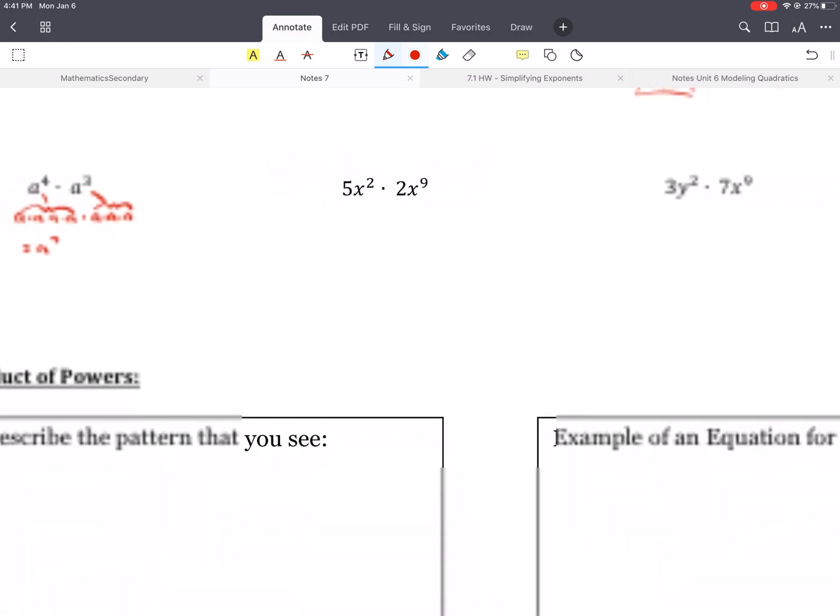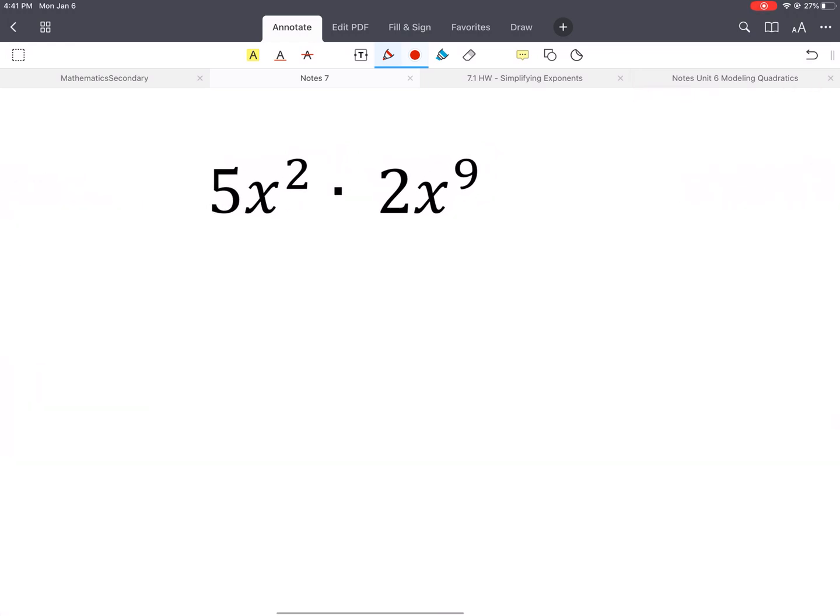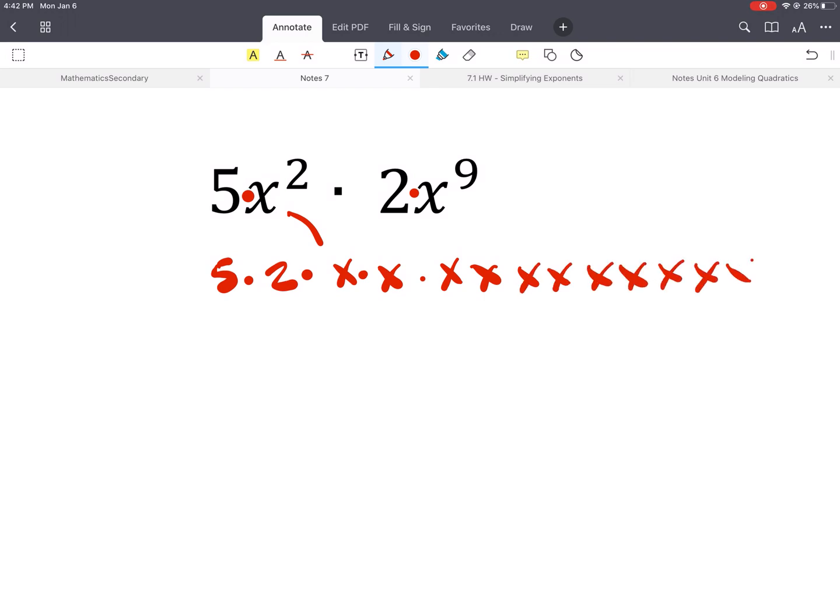Here's another example. So we could rewrite this. These are all being multiplied. 5 times x squared times 2 times x to the 9th. Order in multiplication doesn't matter. So if you wanted to, we could write the 5 in the front and then the 2, and then from this one we'd have 2 x's, and here we'd have 9. So 1, 2, 3, 4, 5, 6, 7, 8, 9. These are all being multiplied. So this is expanded form.